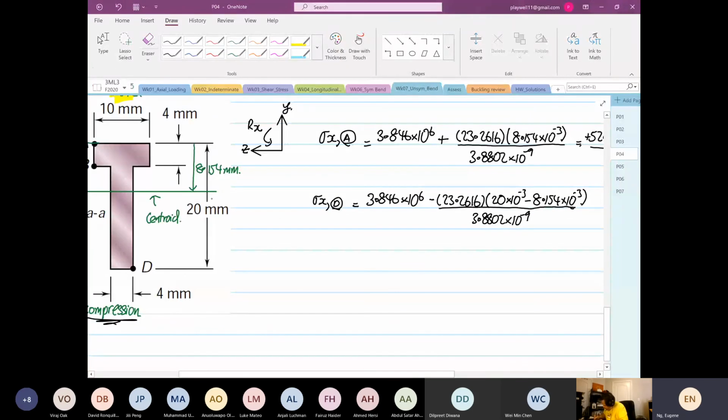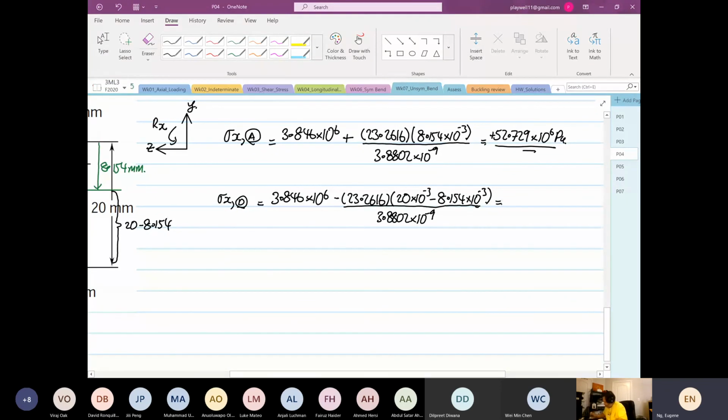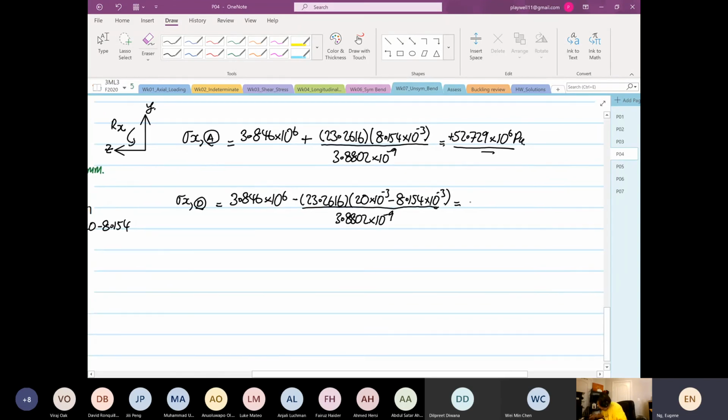So the Y is different. So what is this? This distance over here is 20 minus 8.154. So that's what is going on. Okay, so the outcome from this is equal to 20 times 10 to the power minus 3 minus 8.154 times 10 to the power minus 3, times 23.2616 divided by 3.8802 times 10 to the power minus 9. So minus the moment plus the axial load is 3.846. So it's equal to minus 67.17 times 10 to the power 6 Pascal.